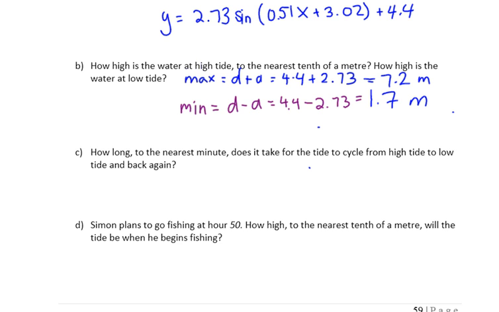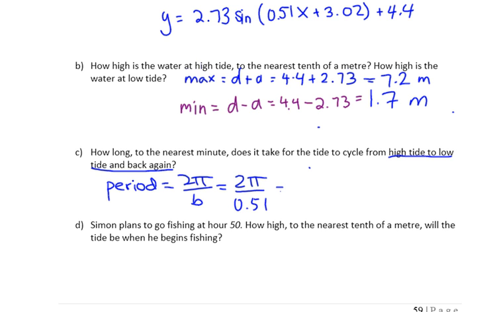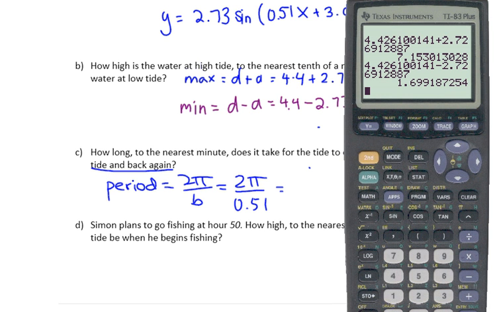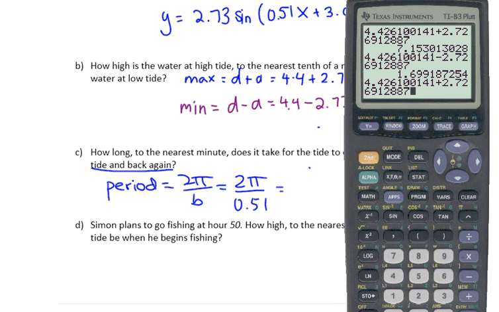How long to the nearest minute does it take for the tide to cycle from high tide to low tide and back again? So what is it really looking for? Hi, Jesse. High tide to low tide and back again. Period. So it's looking for the period. How do we get period? 2 pi over our b. And what's my b value? 0.51. So grabbing this, you might have to go back to your regression equation so you can see what your b value is.